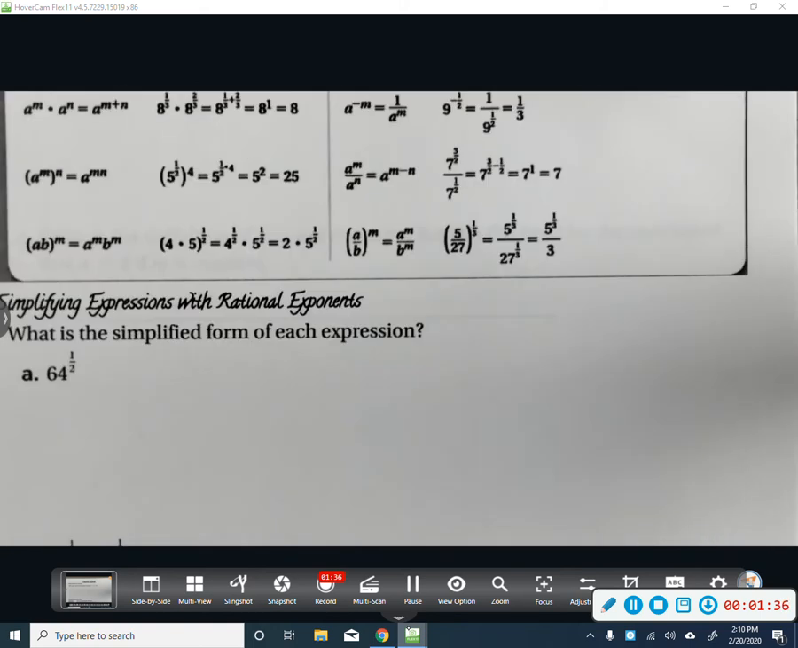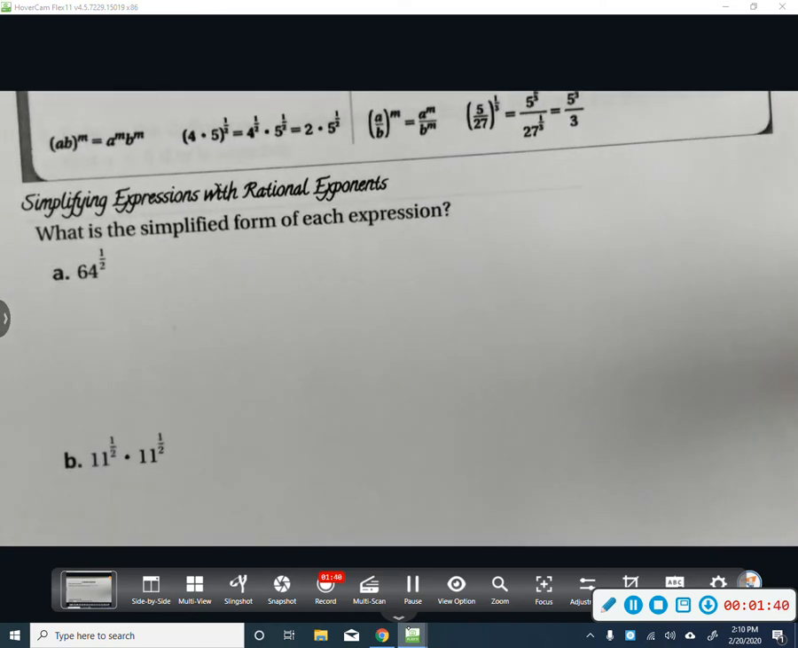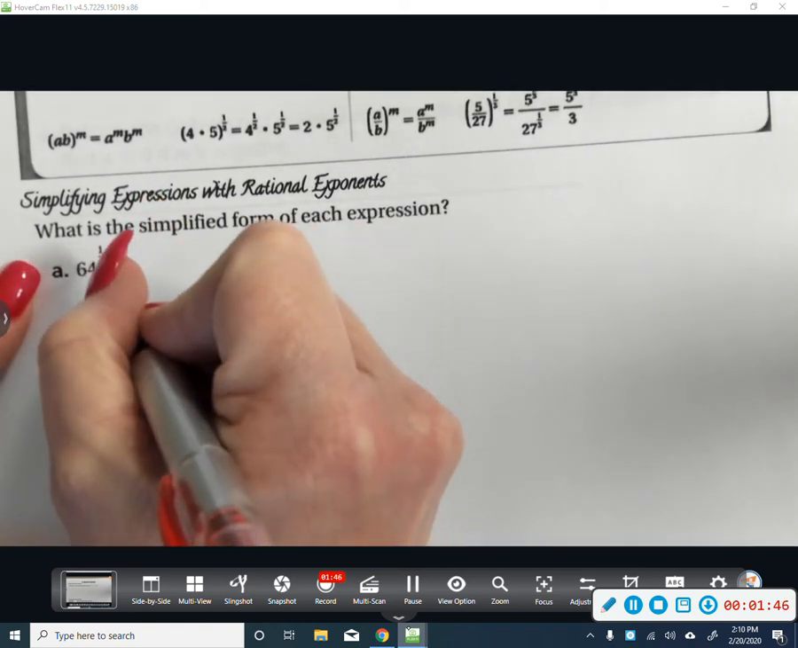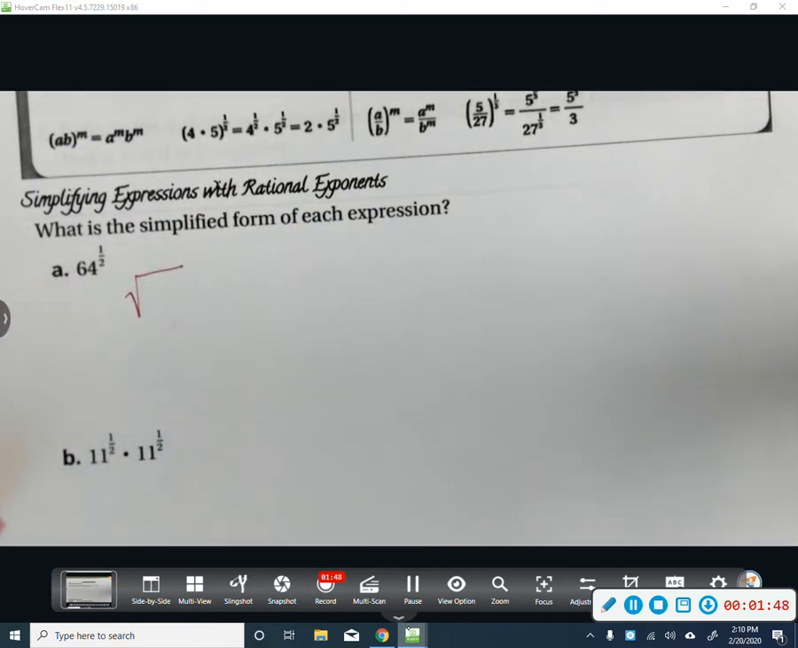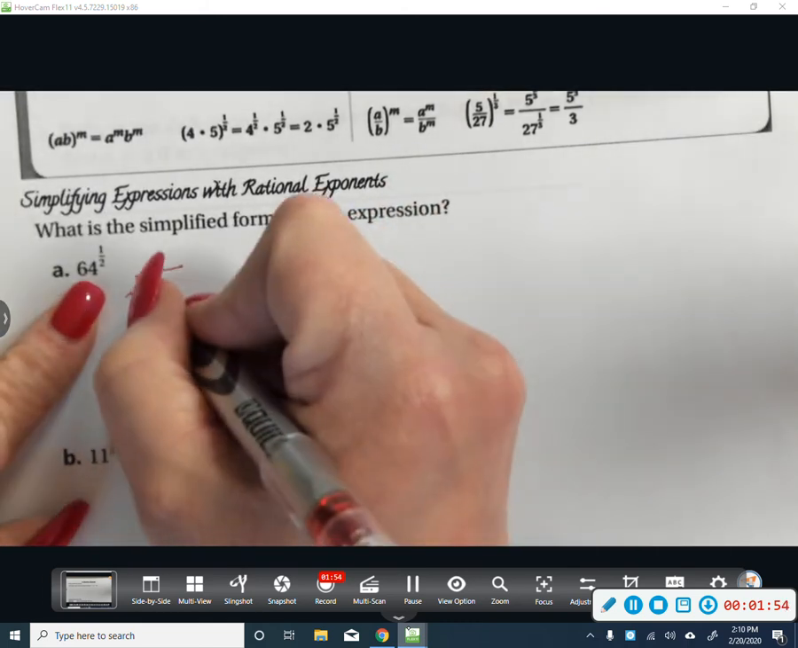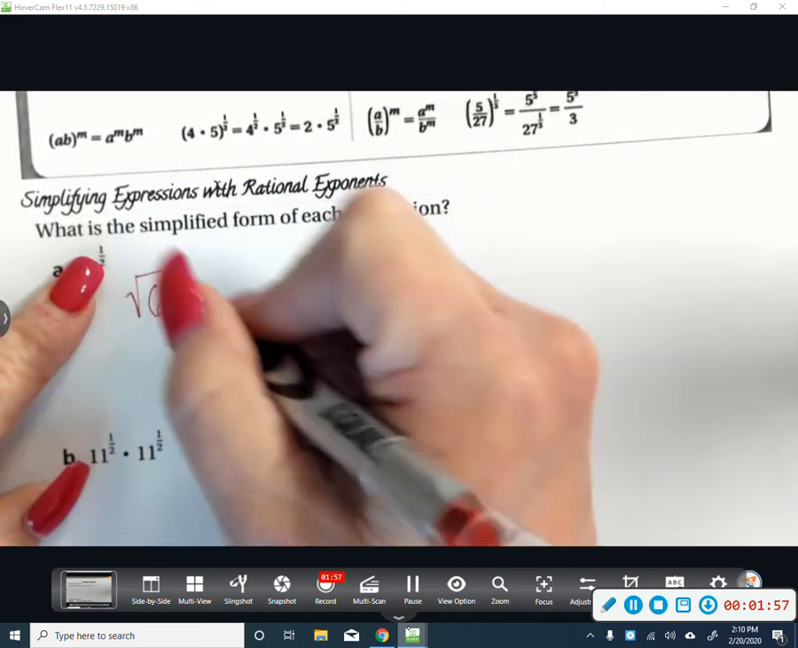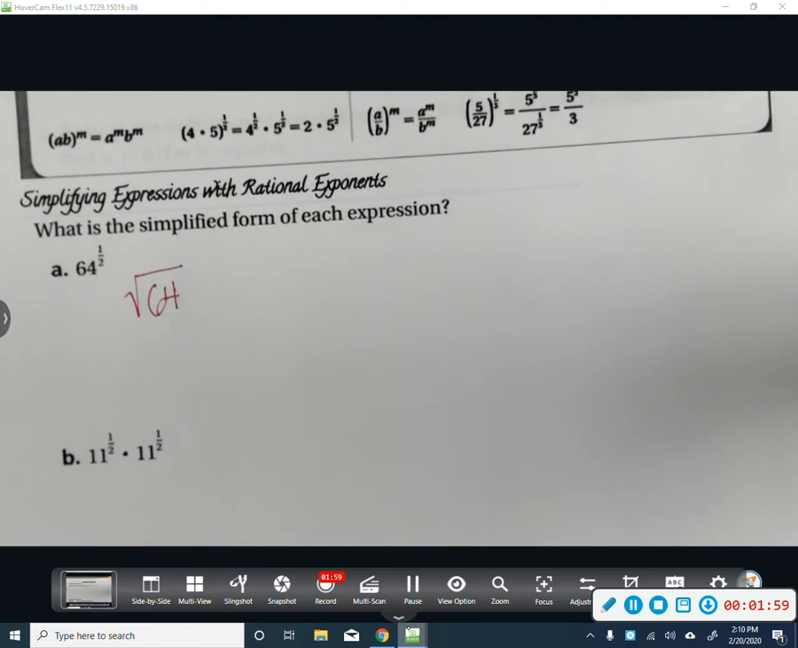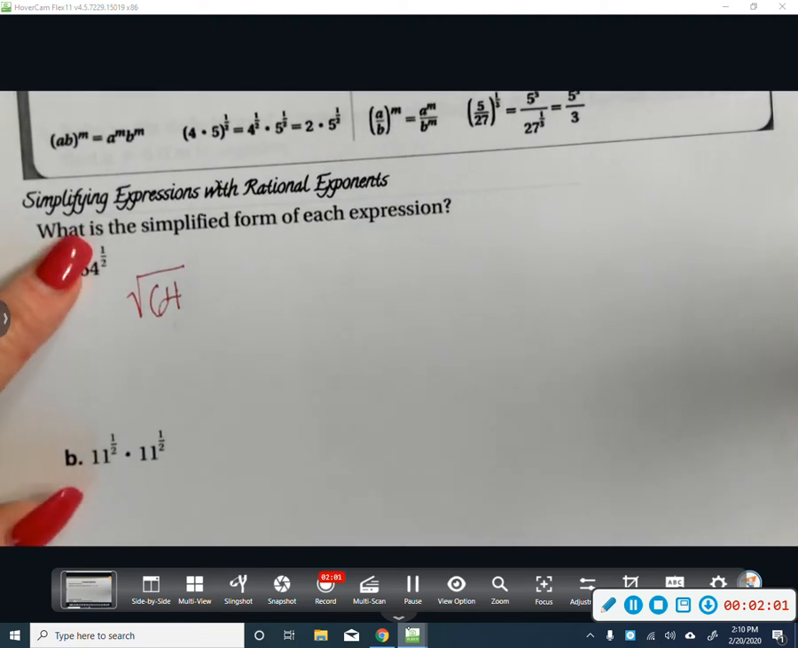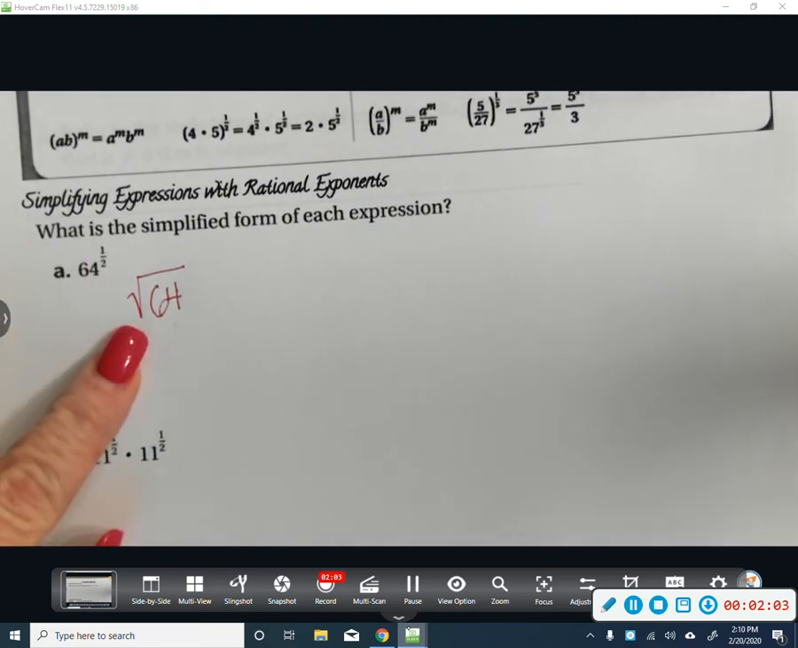So let's look at A. A says 64 to the 1/2 power. I've got a fraction exponent, and the denominator is the index. So when I draw my root, what is my index? 2. It's a square root. So do I have to put anything out here? Nope. So it's the square root of 64 raised to the first power, so it's just 64. So 64 to the 1/2 is the same thing as the square root of 64.